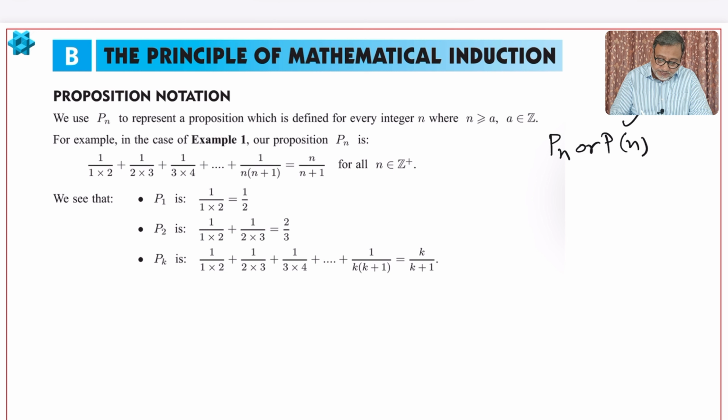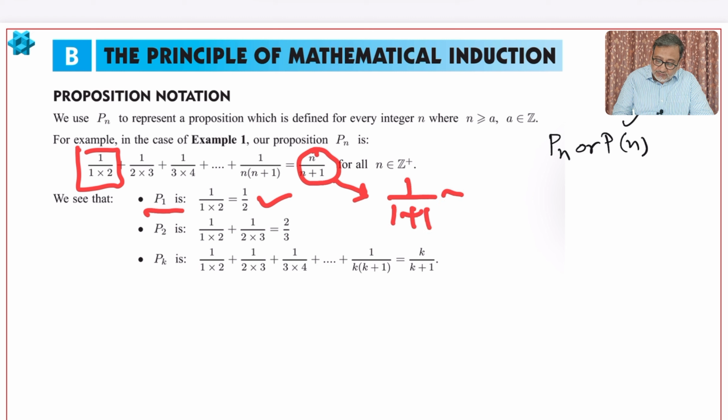For example, in case of example 1, our proposition Pn is 1 upon 1 times 2, plus 1 upon 2 times 3, plus 1 upon 3 times 4, and so on, plus 1 upon n into n plus 1, which should be equal to n upon n plus 1. This we have to prove. So in p of 1, what we will do? We will take only the initial thing. So p of 1 is 1 by 2, and when you substitute here, that will be 1 upon 1 plus 1, which will also be 1 by 2. So this will be true.